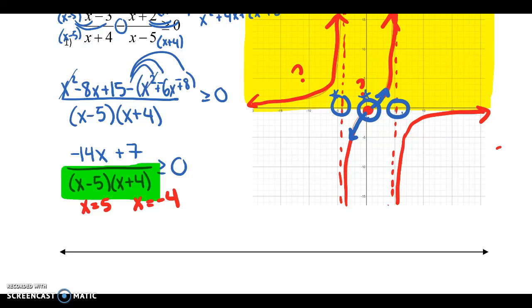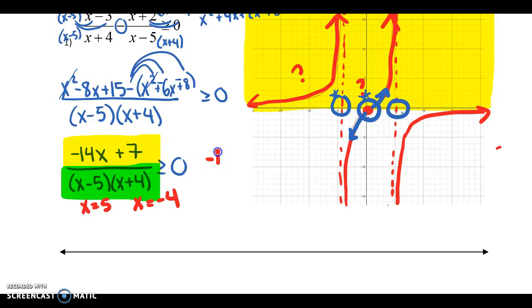Okay, now I need x-intercepts, which come from the numerator. Because in order for our function to equal 0, I'd have to have 0 in the numerator, because it'd be 0 divided by some number, which would give me 0 as an output. Anywho, zeros come from the numerator.